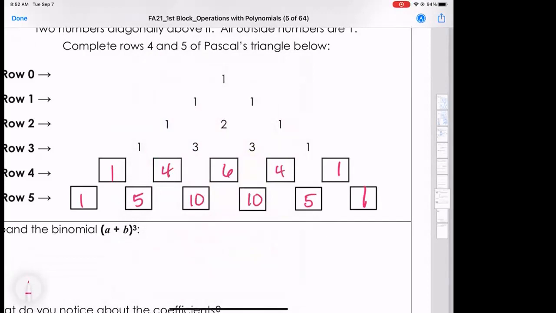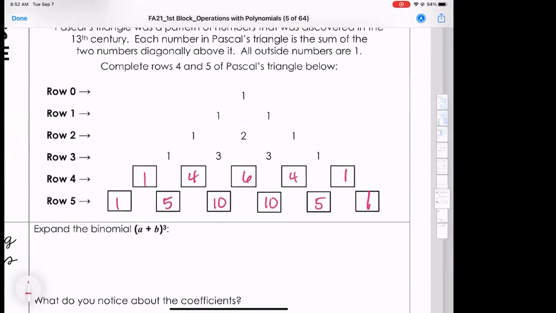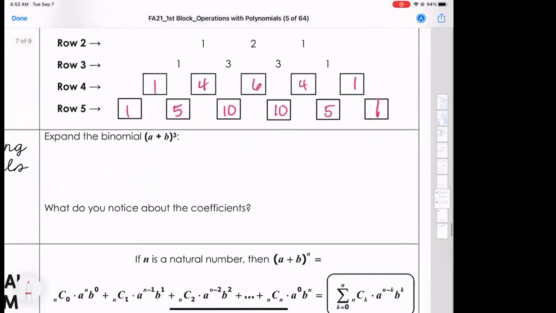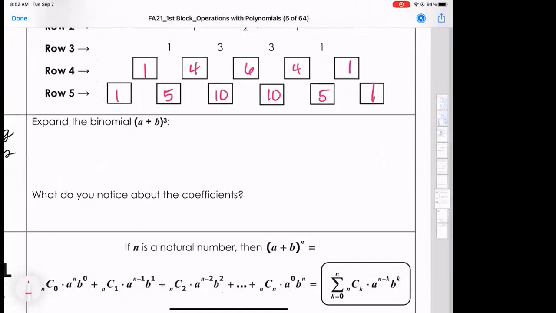On our essential question, what did it say we were going to have to go to? 11. So less than 11. So that means row 10 is the highest that you'll be responsible for. All right. Highest you'll be responsible for. So what does this mean about expanding this binomial a plus b cubed?